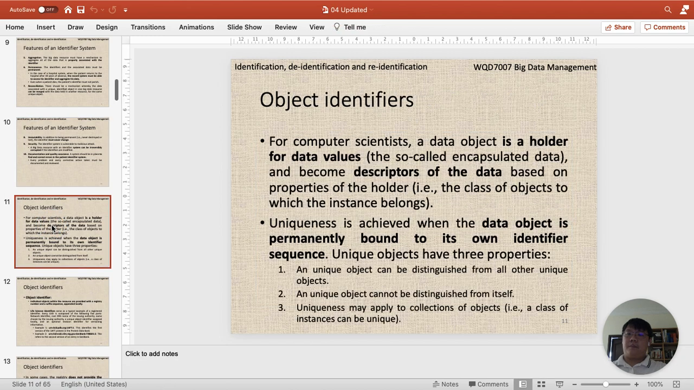Okay? So for computer scientists, a data object here is a holder of data values, the descriptor of data. That's why at the beginning of the class I'm talking about representation. You are trying to give a set of alphanumeric strings to represent the data for every single row that you actually have, based on the properties of the holder, for example, the class of the object to which the instance belongs.